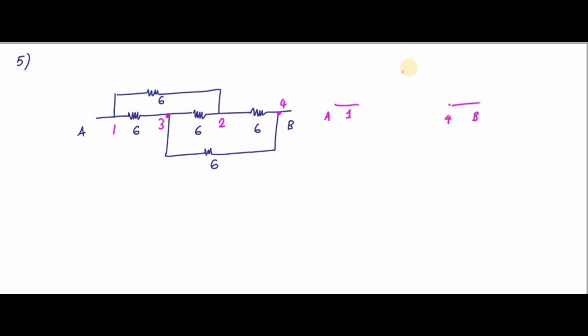So from 1 to 3 I have 6 ohm as a resistor, right? From 3 to 4 I have another one resistor, that is 6, right? So from 3 to 2 you have another resistor, that is 6, and from 2 to 4 I have another resistor called 6, that is this one, and from 2 to 1 I have one more resistor, right?